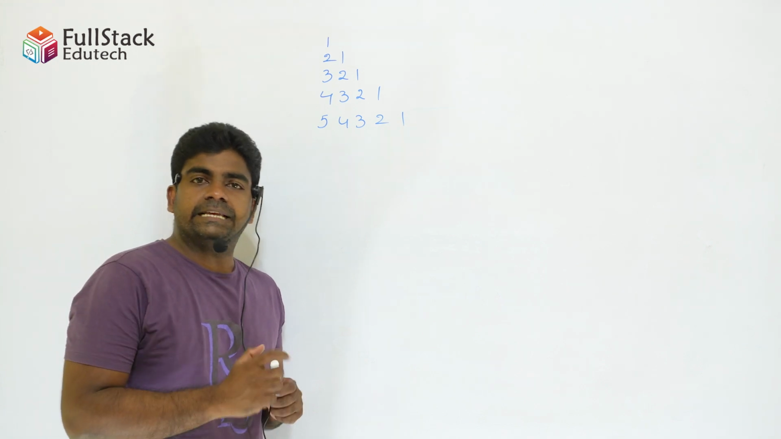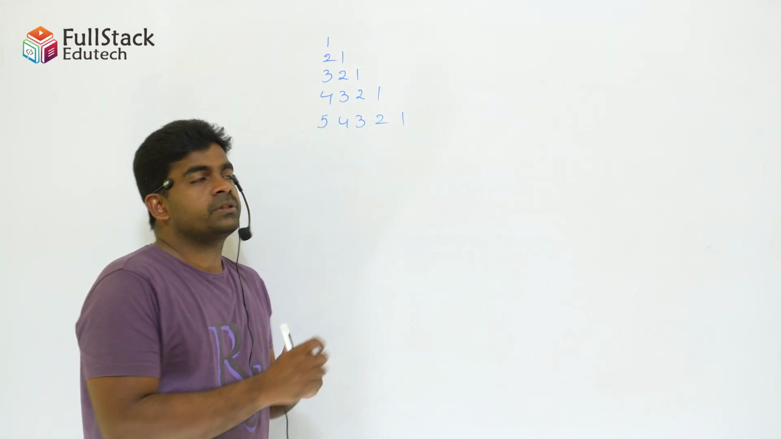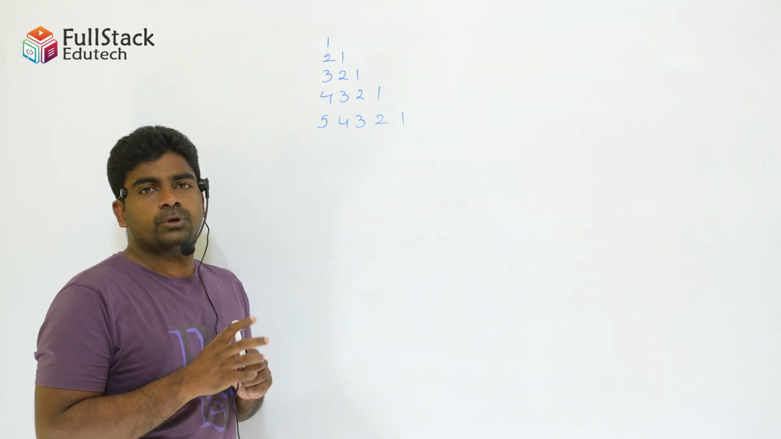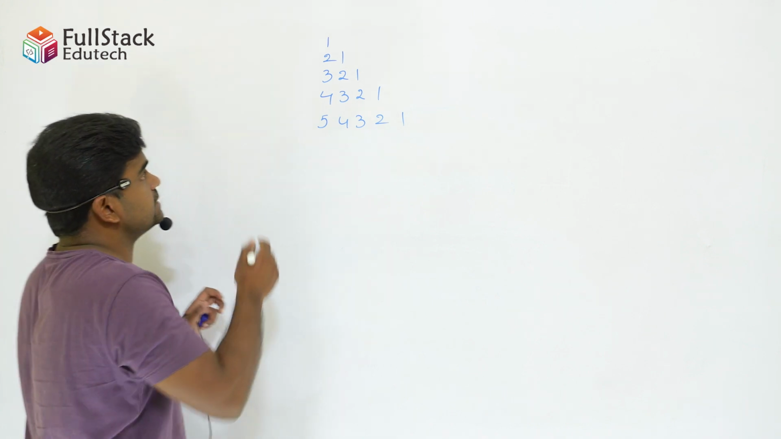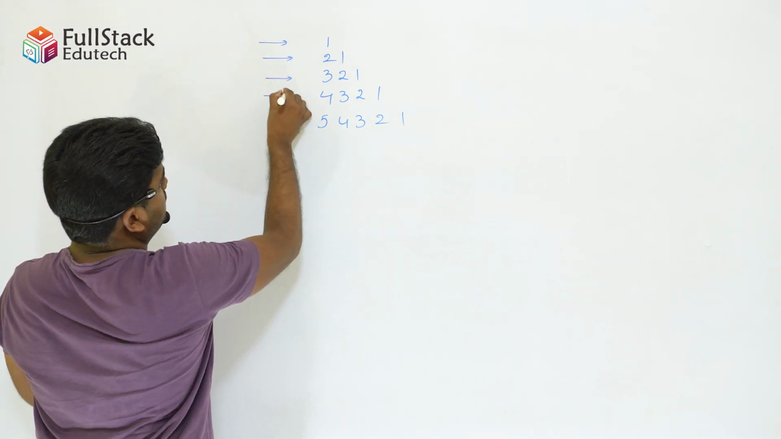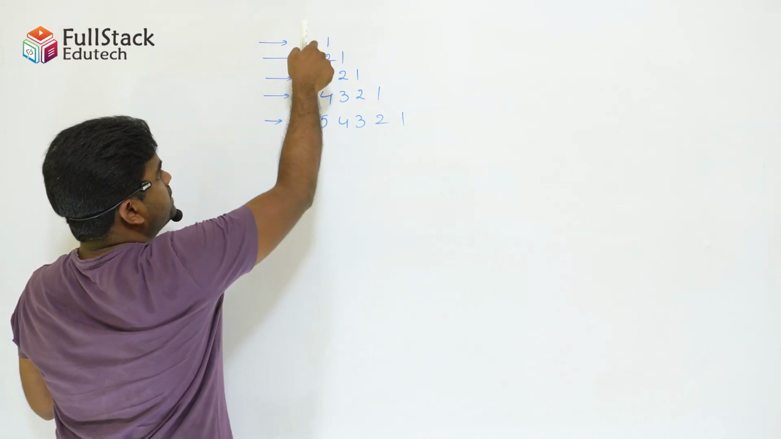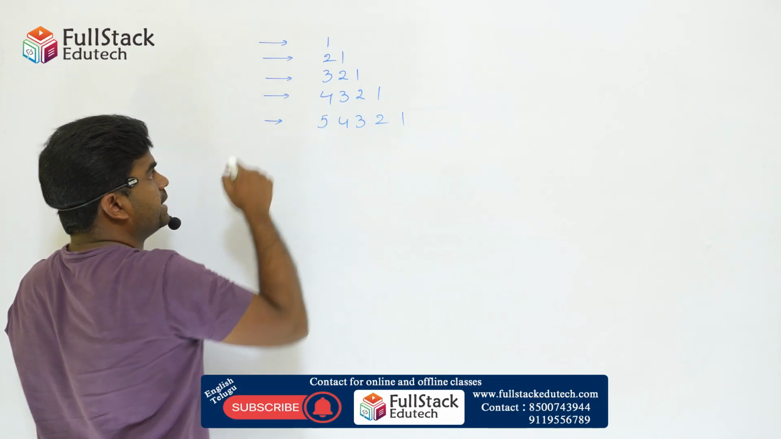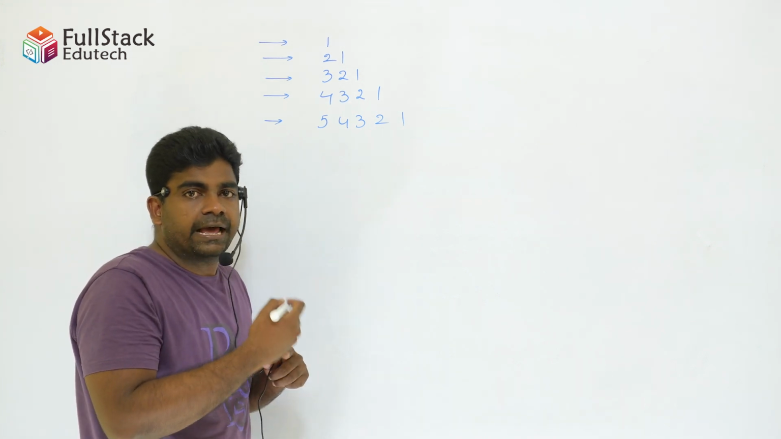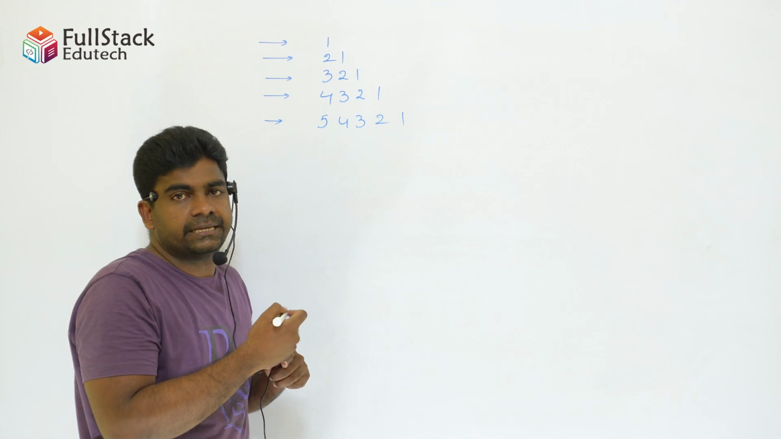Hi everyone. In this video, I'm explaining how to display this pattern. Whenever we look at a pattern, see how every row starts: each row starts with the same value or a different value. It's a different value. Whenever it is a different value, changing means varying.